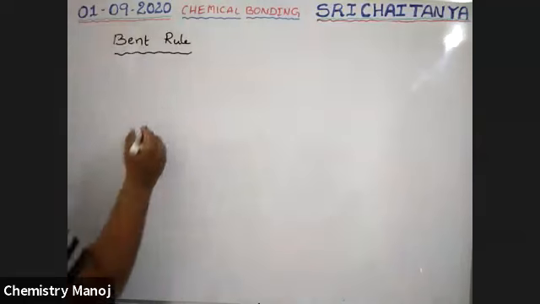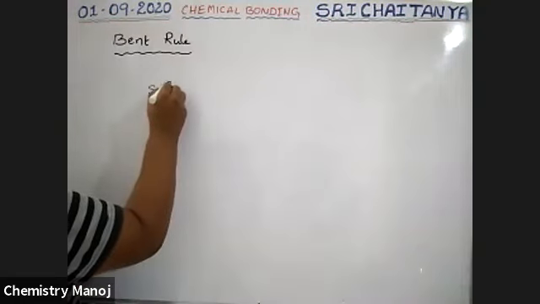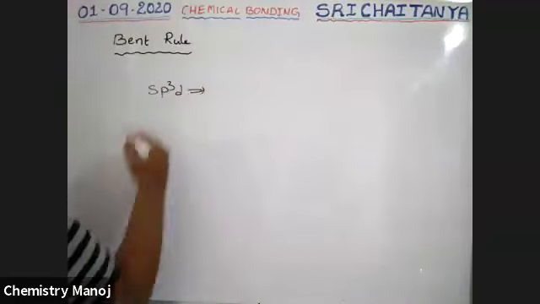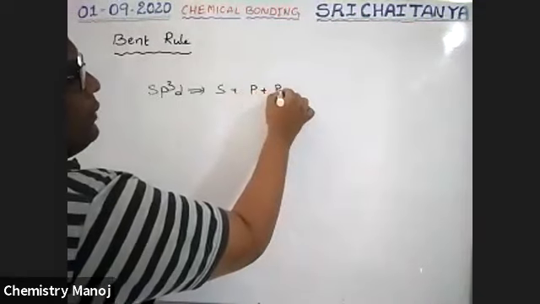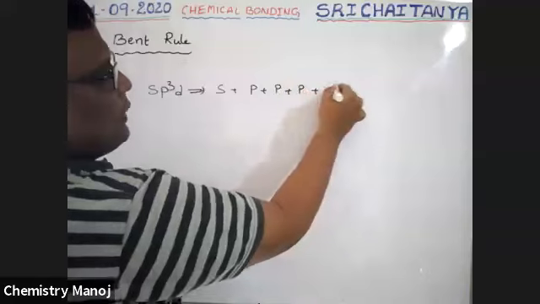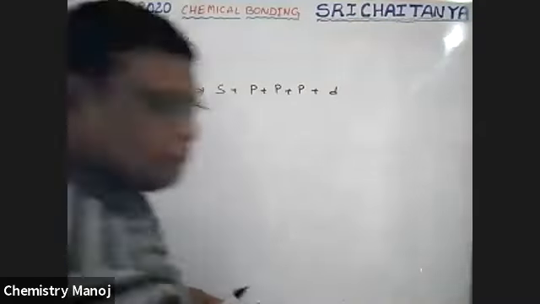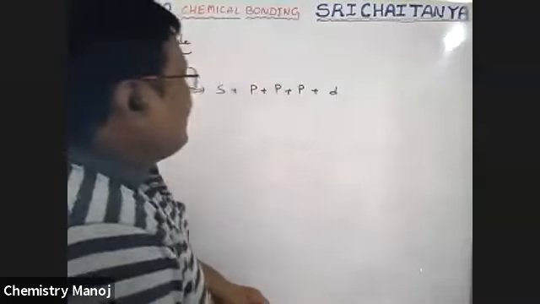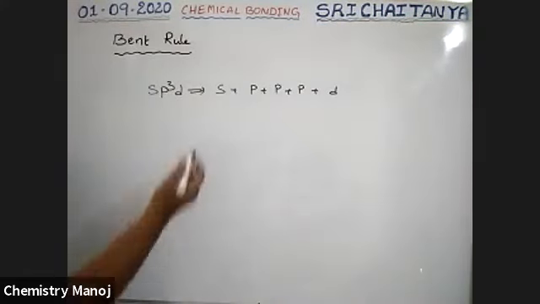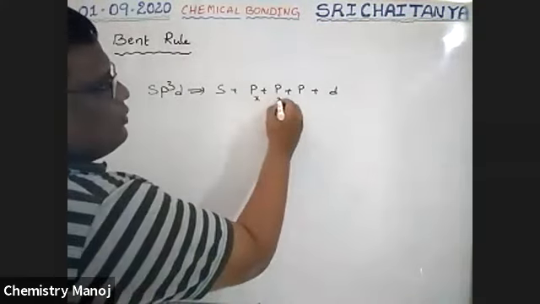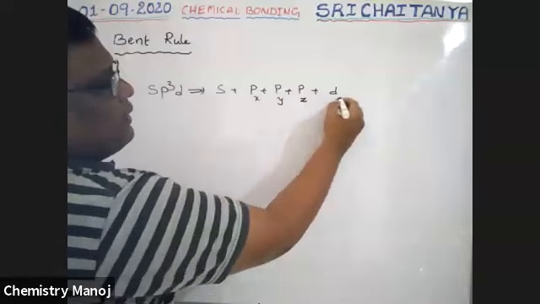This sp3d hybridization is the combination of one s orbital, three p orbitals, and one d orbital. So this is the combination of sp3d: the s orbital, no doubt, the px, py, pz, and a dz square.